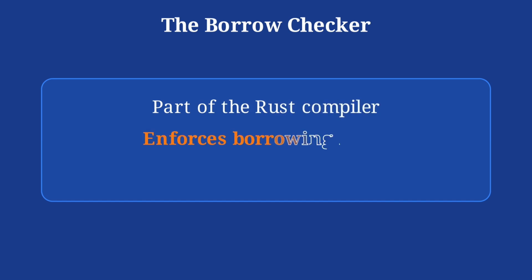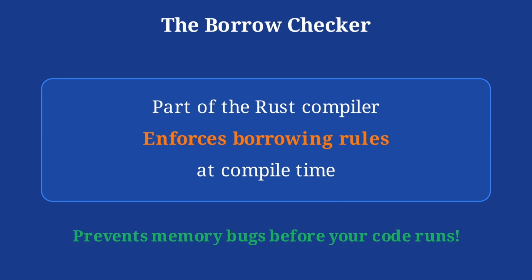This enforcement happens through a part of the Rust compiler called the borrow checker. The borrow checker analyzes your code and enforces these borrowing rules at compile time. Before your code ever runs, the borrow checker has already verified that you're not breaking the rules. This is Rust's secret weapon. It prevents entire classes of memory bugs before your code ever runs. No null pointer dereferences, no use after free errors, no data races. The borrow checker catches them all.